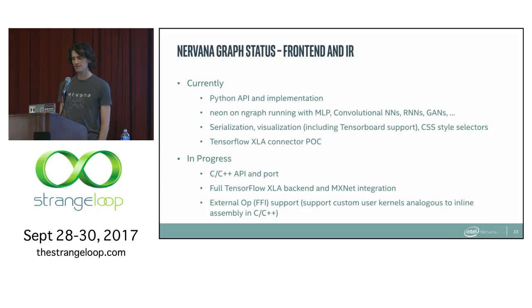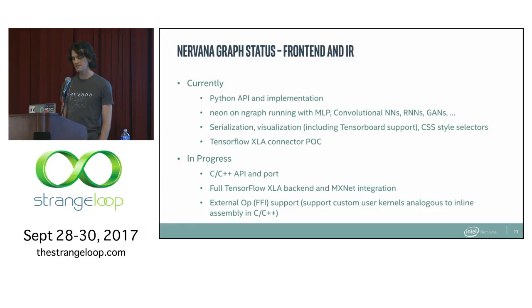So if you go today to the GitHub repo, you'll find the Python API and the implementation. You'll have access to the Neon front end, and through that you're able to run multi-layer perceptrons, convolutional nets, recurrent nets, GANs. There's support for serialization, and if you use TensorFlow, you may have come across TensorBoard. This is a very cool project that allows you to visualize and expand and collapse your TensorFlow network. And so we have support for this in nGraph. And then we have our TensorFlow XLA connector proof of concept.